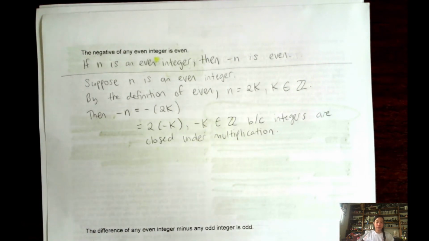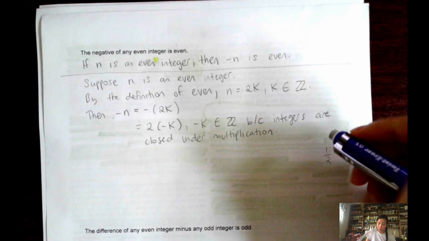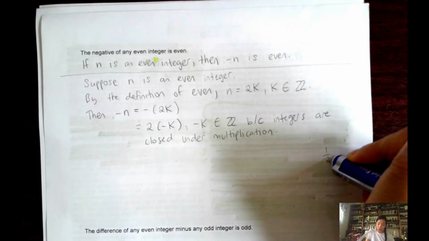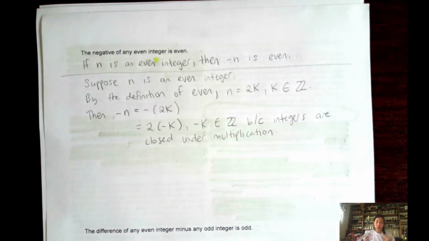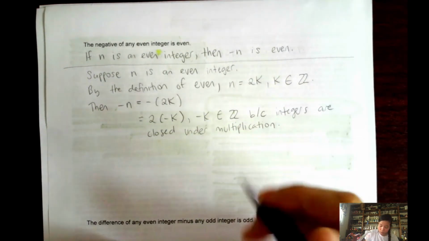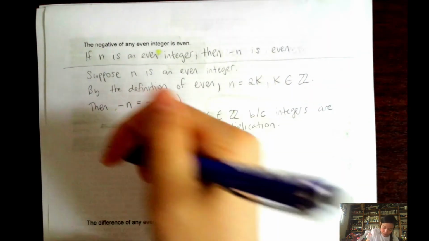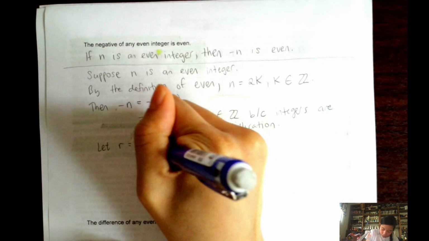Keep in mind, though, that integers are not closed under division, because when we divide integers, that does not always create integers. For example, 1/2 is not an integer, but 1 is an integer and 2 is an integer. But this is just an example to show that integers are not closed under division, but they are closed under multiplication, addition, and subtraction. So we could also then say, let r equal negative k.